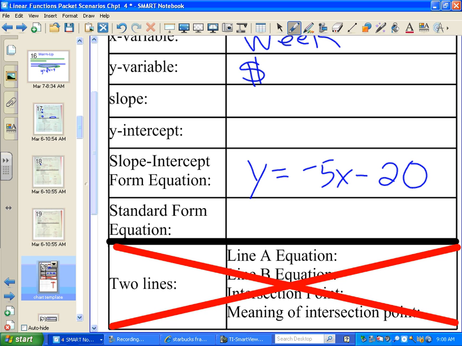Okay, so let's now go to slope. Without looking at another green template, what is the first thing we have to write for slope? Good job, and you weren't even here. Change of y over change of x. What is the second thing you have to write for slope? Good job, change of money over change of week. Okay, now what's the last thing that we've been writing for slope? Good job. Negative $5 for every 1 week.